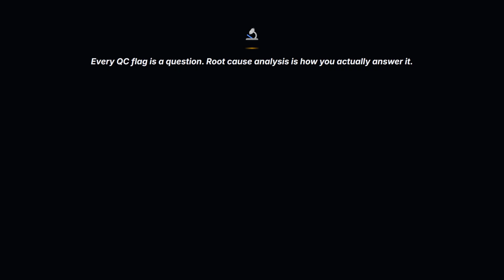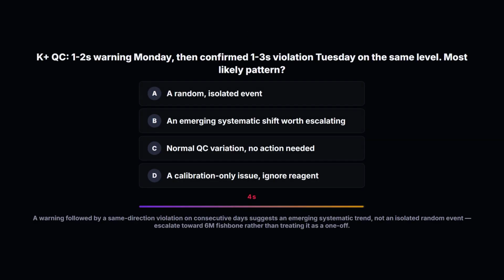Quick check before we close out. Your K plus level 1 QC shows a 1-2s warning on Monday, then a confirmed 1-3s violation on the same level Tuesday. What does that pattern most strongly suggest?